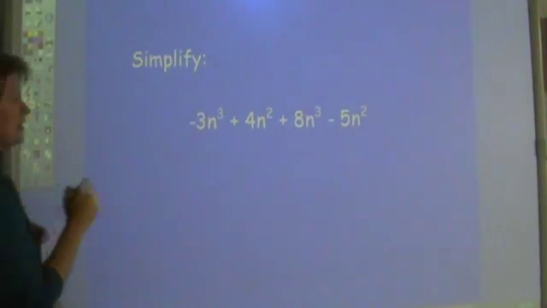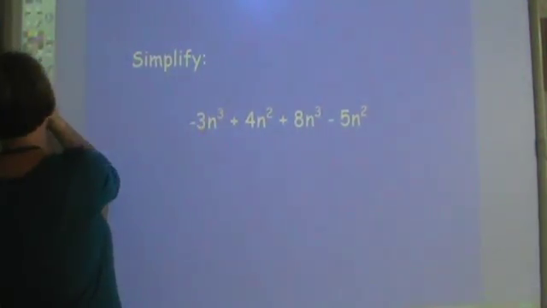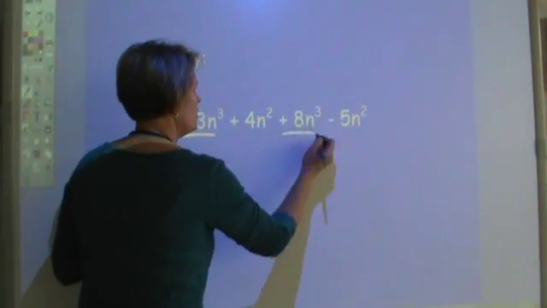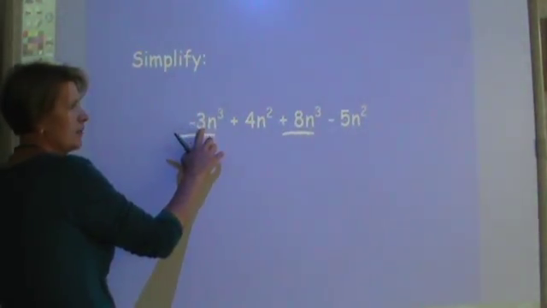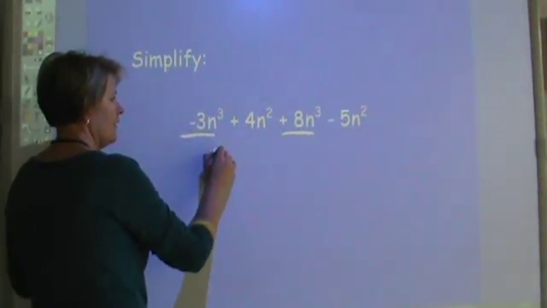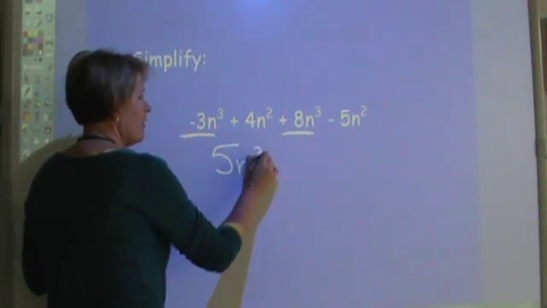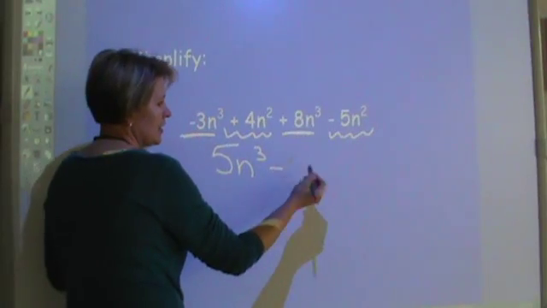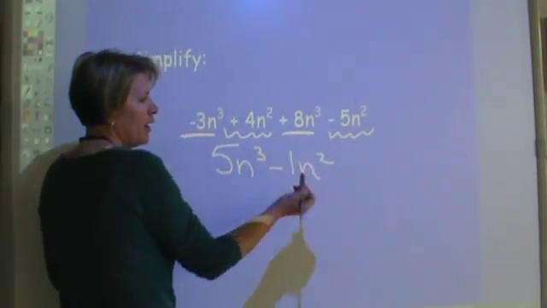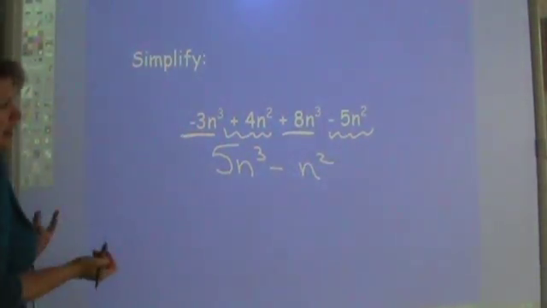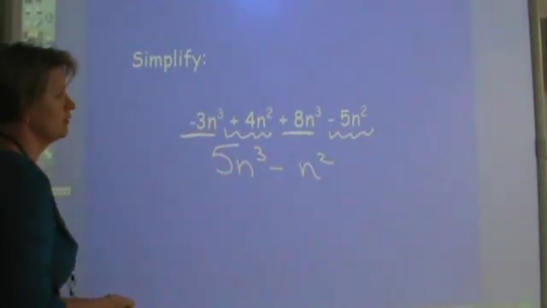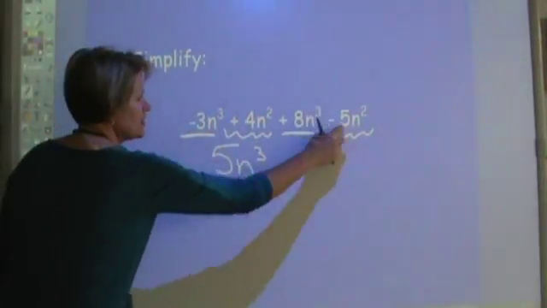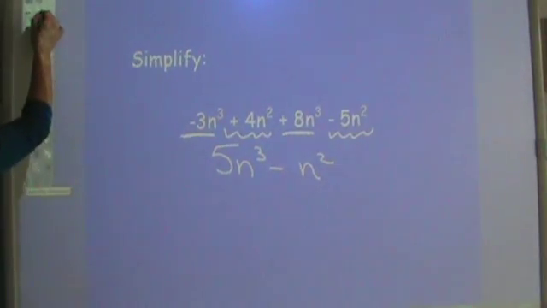Okay, let's see. We got n cubed here. We've got n cubed here, but now watch your signs. We got negative 3 plus 8. That's going to get us 5. We have 4n squared minus 5n squared. That's going to get me, you can put the 1, okay? I don't, but you can. It's not wrong, all right? But basically 4 minus 5 gets me a negative 1.